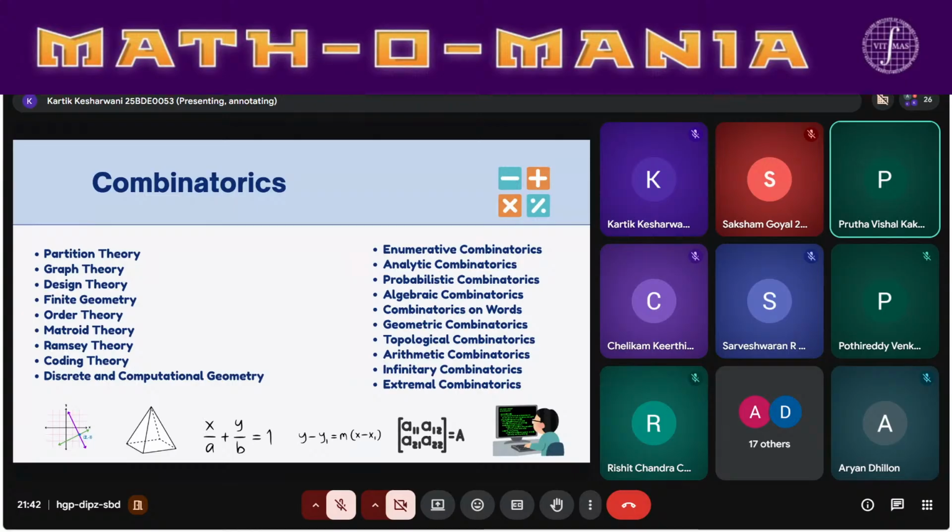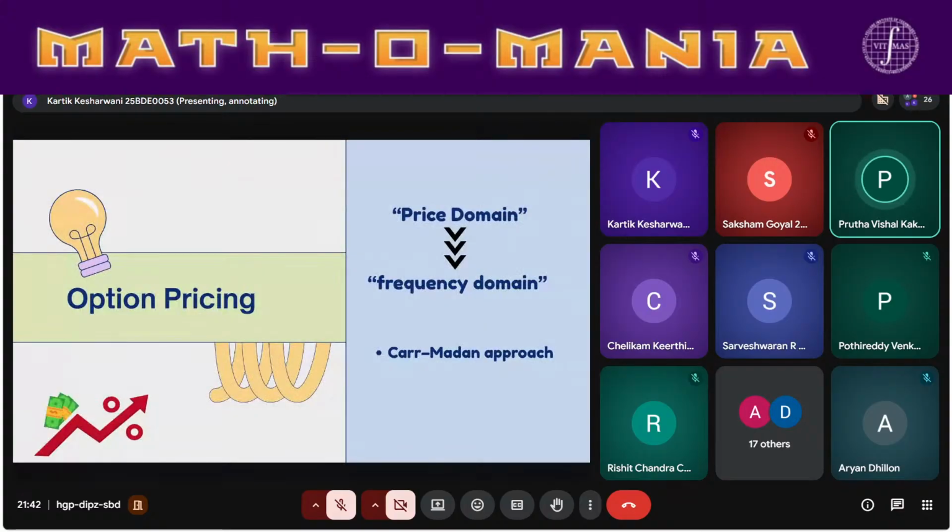Discrete and computational geometry studies geometric algorithms and structures. Fourier transforms assist in analyzing spatial data and optimizing geometric computation.